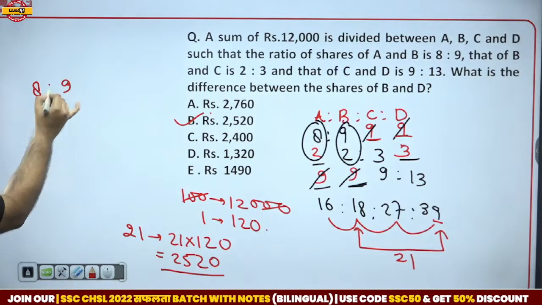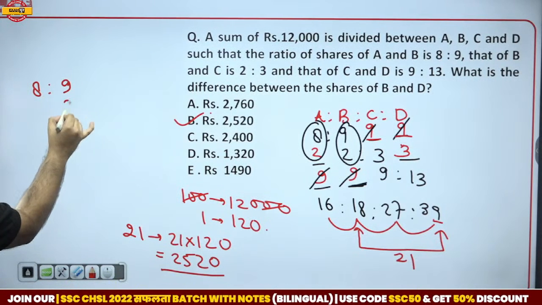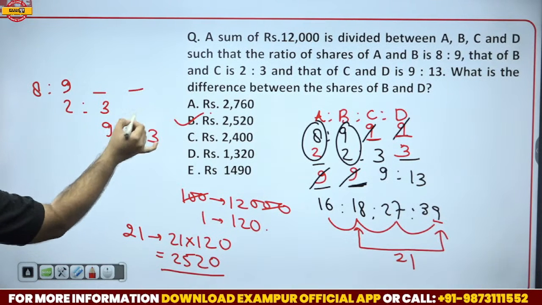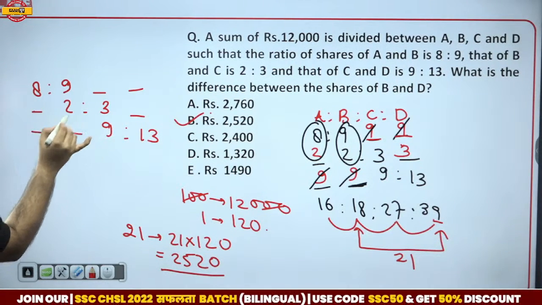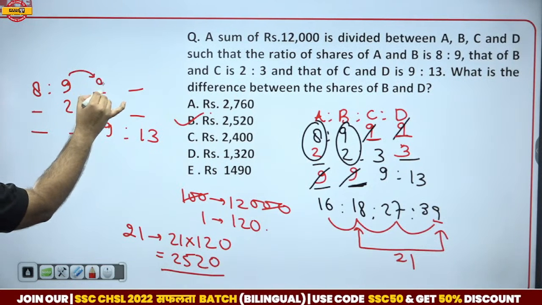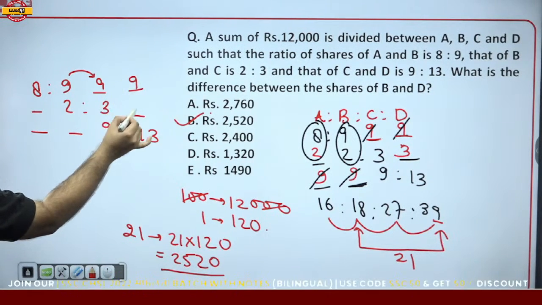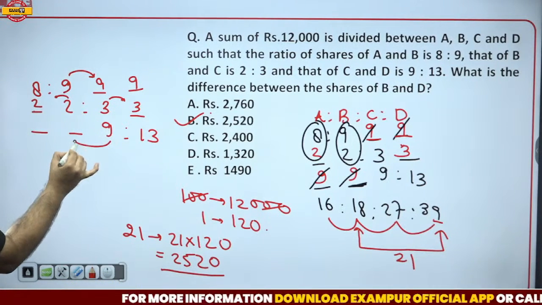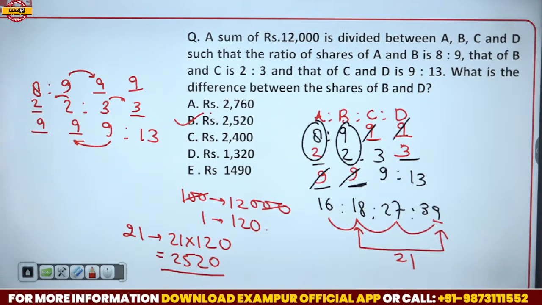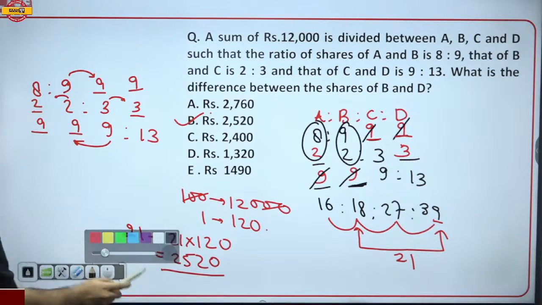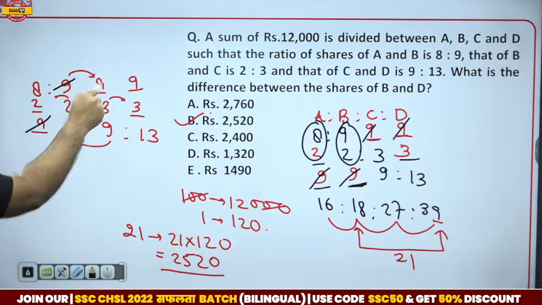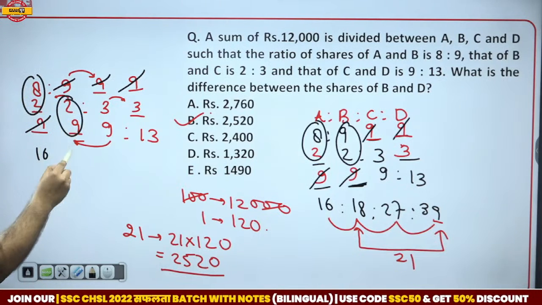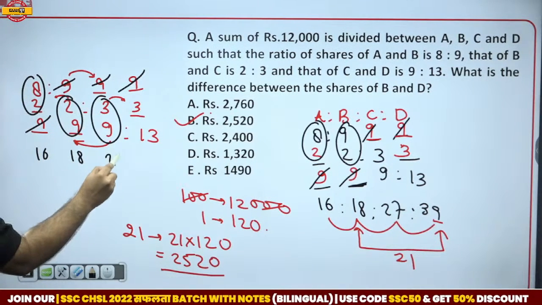Initially it was 8:9, then 2:3, and then 9:13. So we have created blanks. This is filled by the adjacent 9, then this is also 9, this is filled by the adjacent 3, this by the adjacent 2, and this by the adjacent 9 and 9. Now whatever is common we can cancel out. 9 is here, here, here and here as well. So 16, 18, 27 and 13.